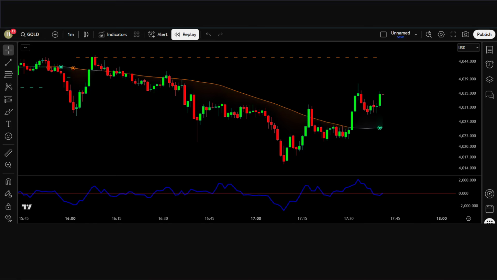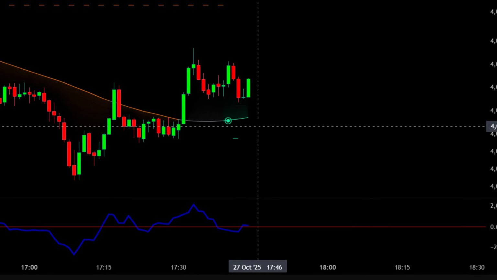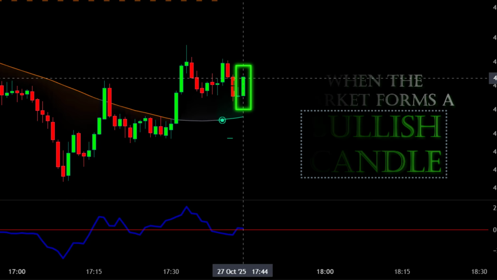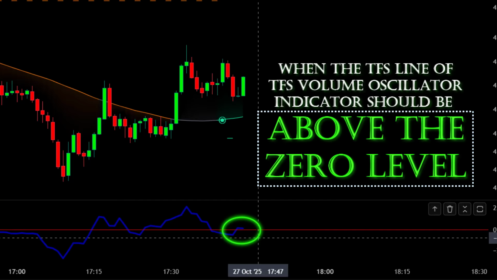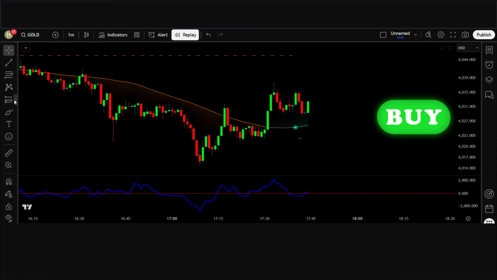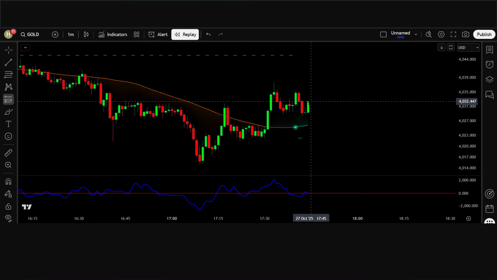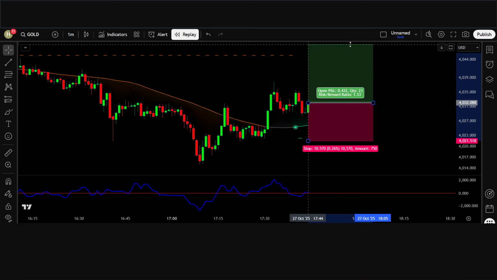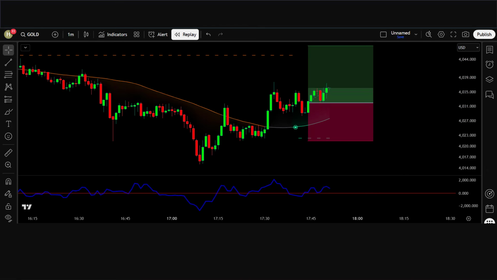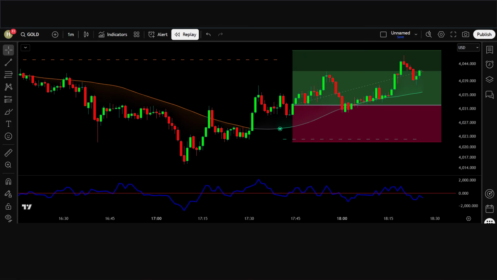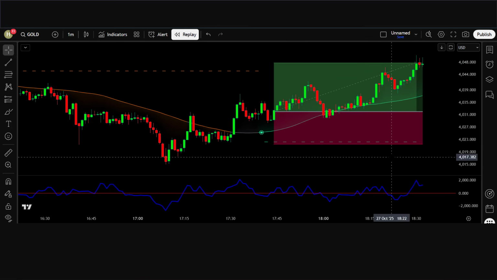Now, let's understand the concept where we will take buy and sell trades based on their conditions. When the Gaussian filter indicator gives us buy signal. When the market has created a bullish candle. When the TFS line of TFS volume oscillator indicator should be above the zero level. If this condition is fulfilled, then we will place buy order. Place your stop loss at the current market of lower level. With a 1:1.5 risk-reward ratio. The market has completely hit the target.